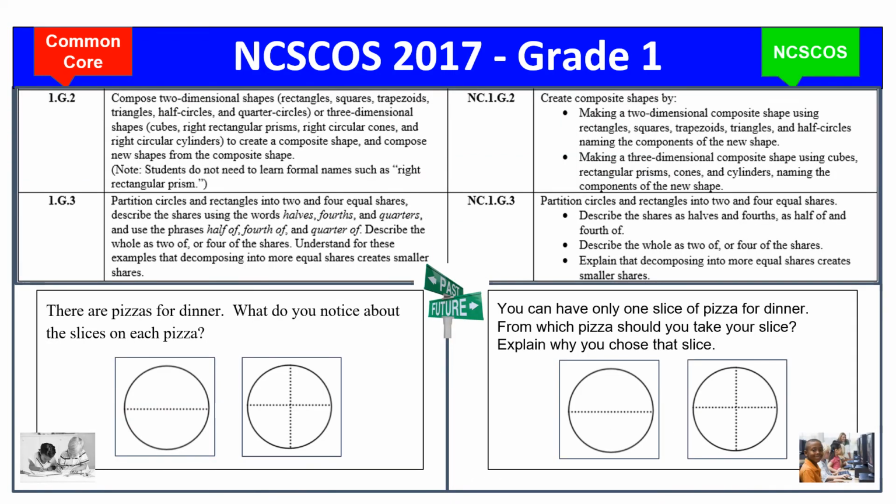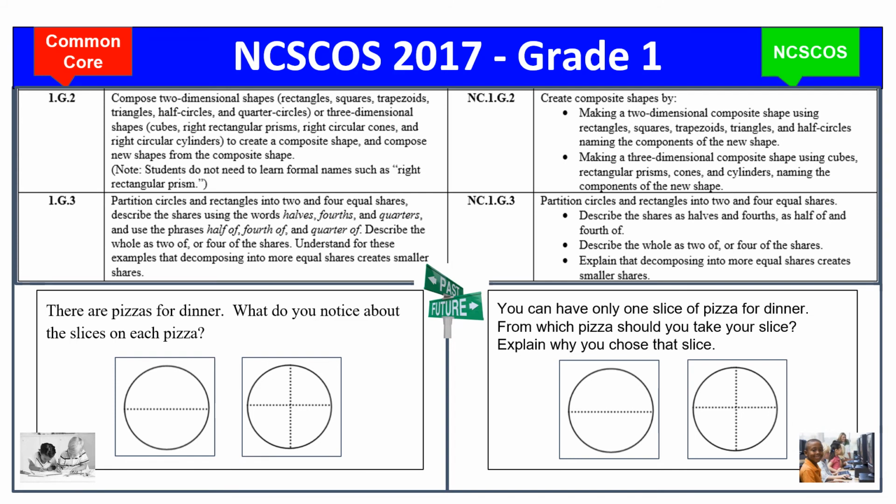In NC1 G2, students are now expected to name components of new composite shapes. Quarter circles should not be used to create composite shapes. Right is no longer a descriptor for 3D shapes used to create composite shapes.